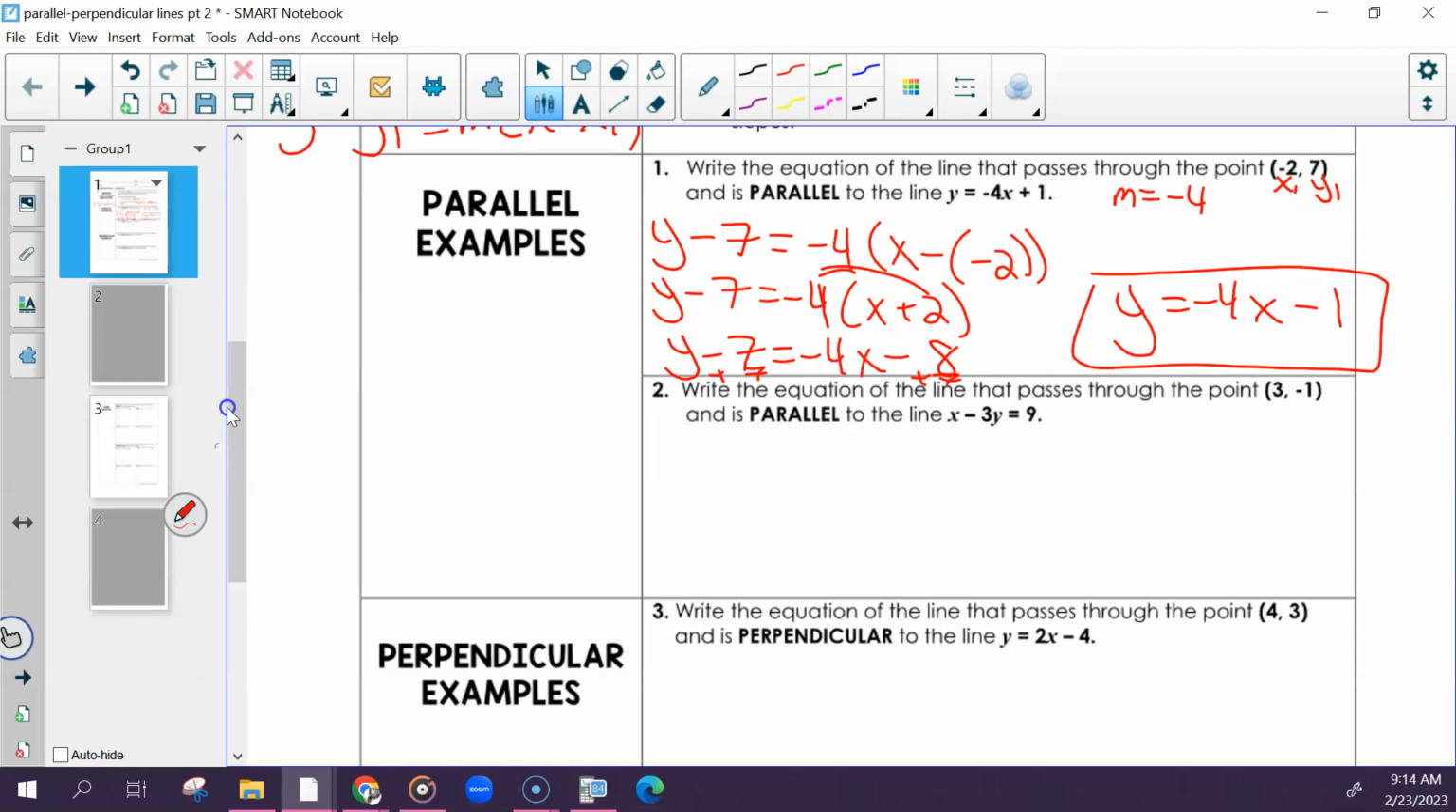Notice that the y-intercepts are different. These two are parallel lines because the slope is the same and the y-intercept is different. We have now created a new line that is parallel to this one. So if we graph these two lines, they would never intersect. Questions so far?